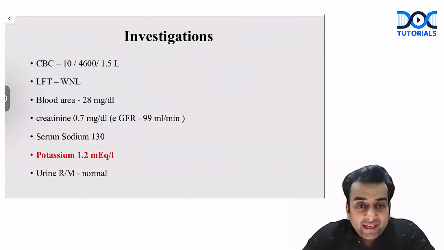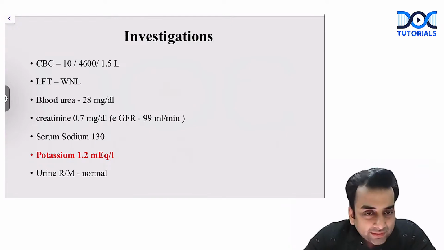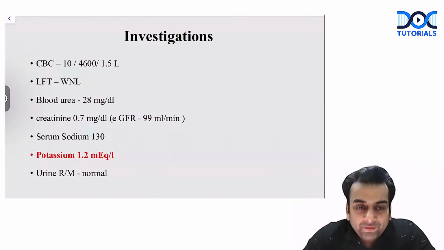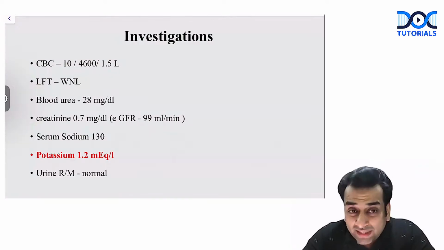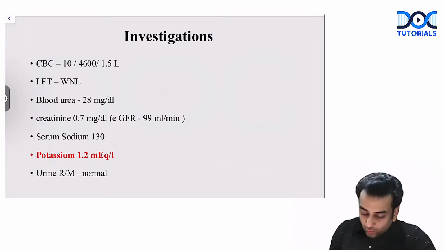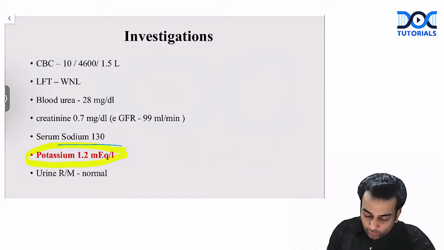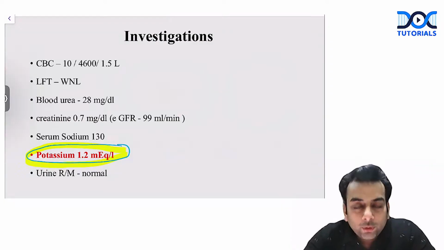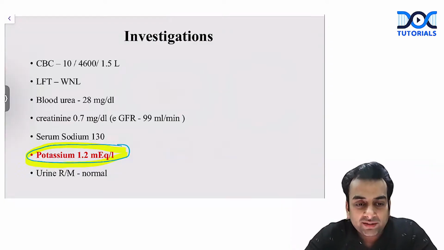Now, when you investigated this patient, of course, the CBC revealed mild anemia, the liver function test was normal, the kidney function test was normal, there was slight hyponatremia, which of course will not lead to such weakness, but there was profound hypokalemia. So you know it was the hypokalemia that was leading to such a severe quadriparesis. The urine routine examination was normal.